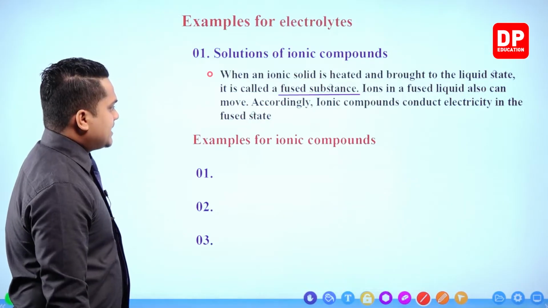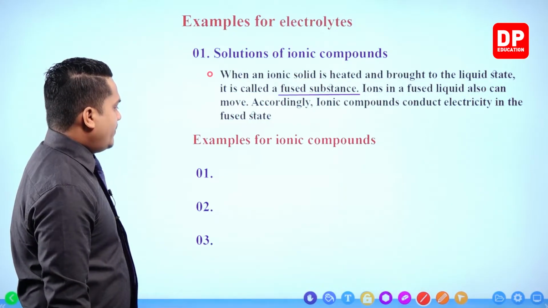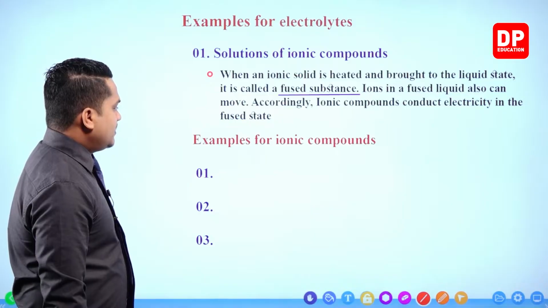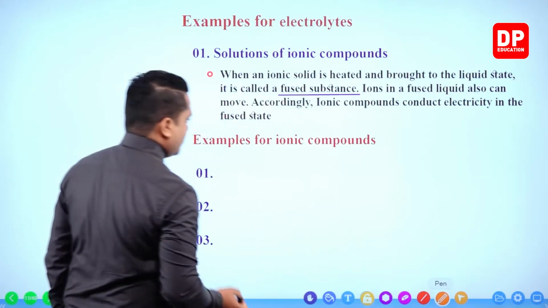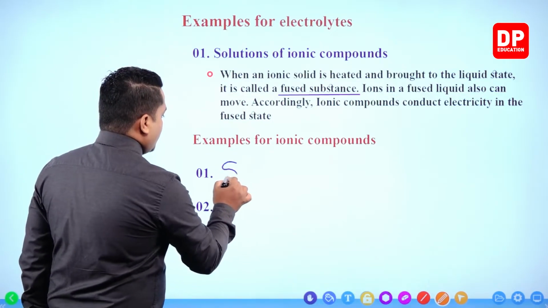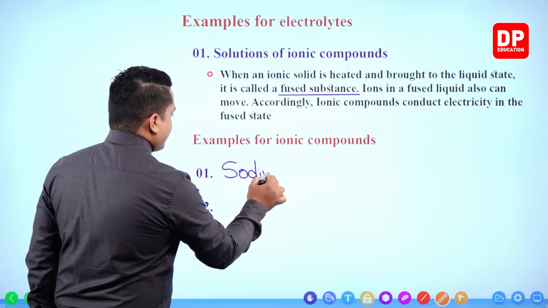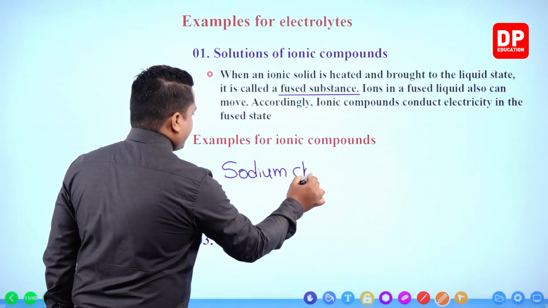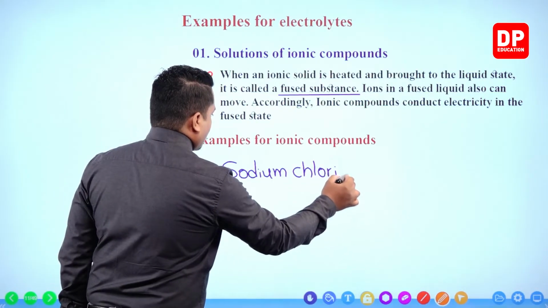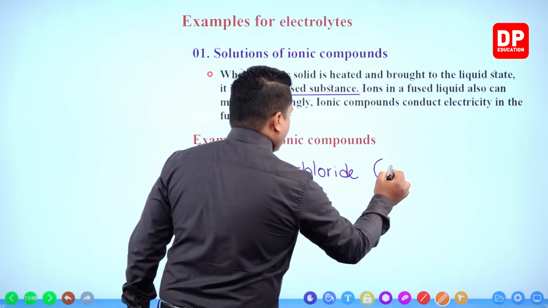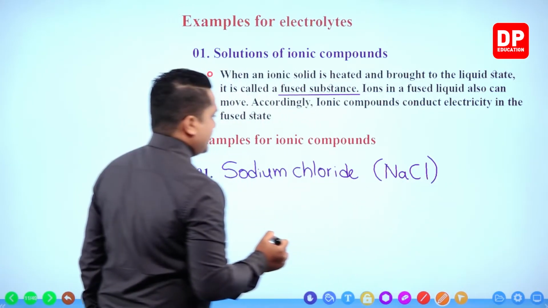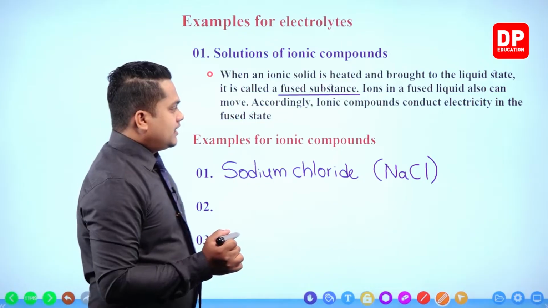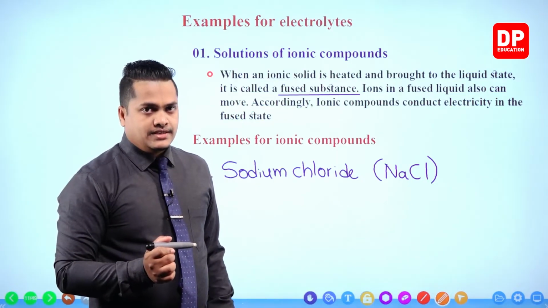So, examples for ionic compounds. You are given the examples for ionic compounds topic. However, 3 things are given. Examples are not written. So, we will write down several examples, my dear children. Sodium chloride. Here, it is written as NaCl. The chemical formula is NaCl.